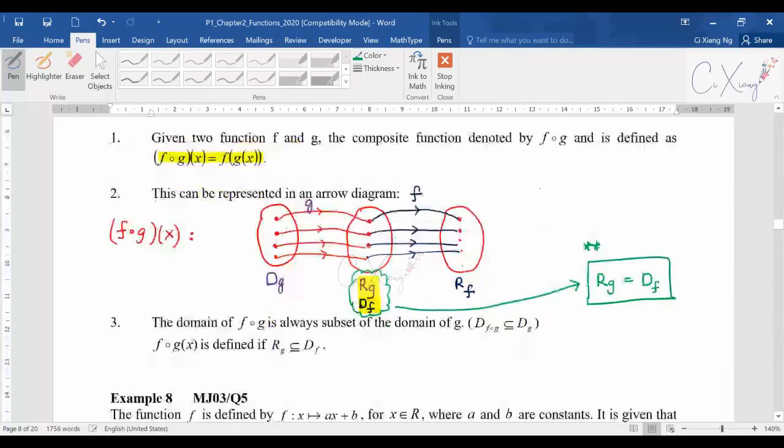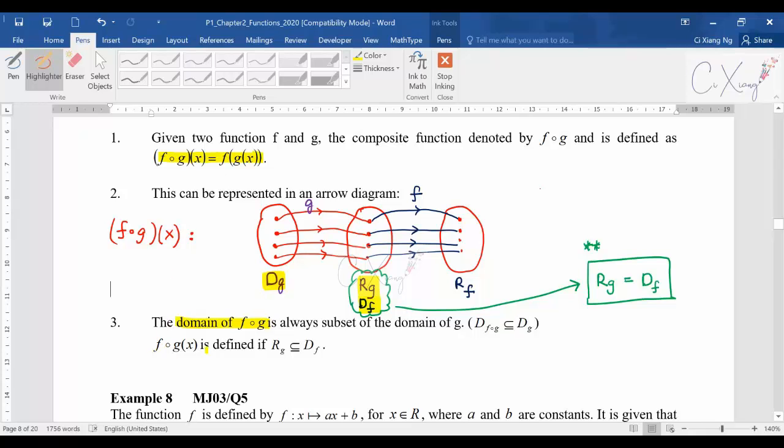If you continue further, you will see that in our notes I write something like this: the domain of F composite G is always a subset of the domain of G. No matter what, this set generally starts from the domain of G. So the domain of F composite G should also equal the domain of G. Subset means either the same set or smaller, so usually we'll assume it as equal.